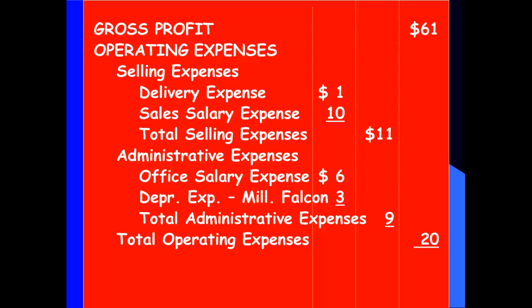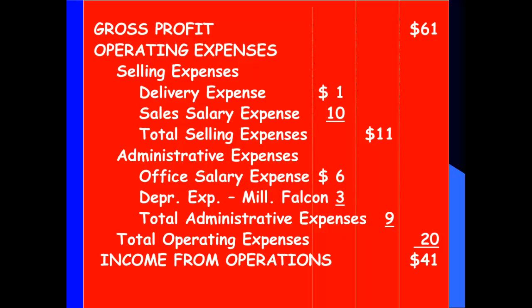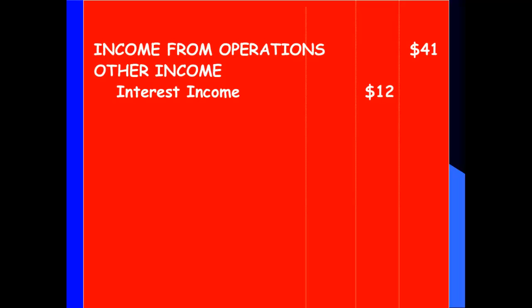So my gross profit was 61. My expenses are 20. I'm almost to net income, but not quite. Instead, we call this income from operations then of 41. Income from operations is my income from normal, recurring, day-to-day doing business. To get to net income, I just need to pick up my other items. I need to add in any other revenues. Do we have any revenues that would be considered other? We had interest income, good.